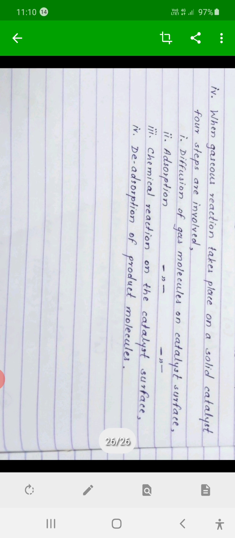That means the catalyst provides a surface for the reactant molecules to combine together. The reactant molecules are first adsorbed on the surface of the catalyst, and then they combine together on the surface. When they combine, product formation takes place on the surface of the catalyst, and once the product is formed, it is desorbed from the surface of the catalyst. Then the surface of the catalyst becomes free for new reactant molecules.